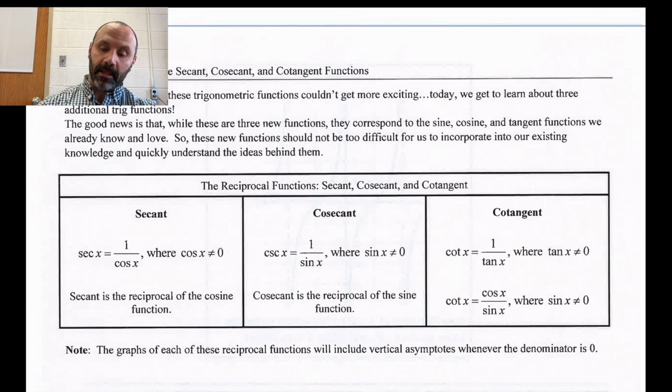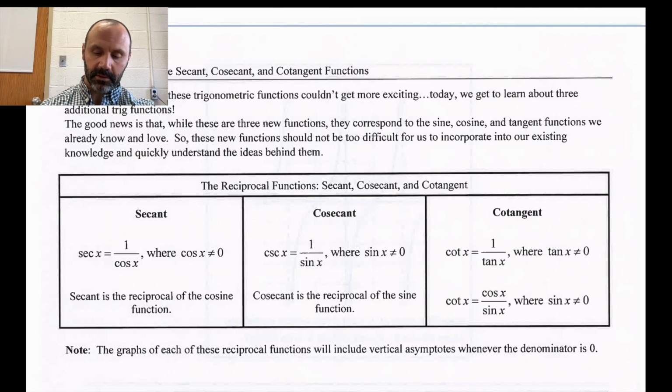But anyway, cotangent is 1 over tangent. And since tangent is sine over cosine, then cotangent is cosine over sine, right? Again, as long as sine of x and tangent of x don't equal 0.